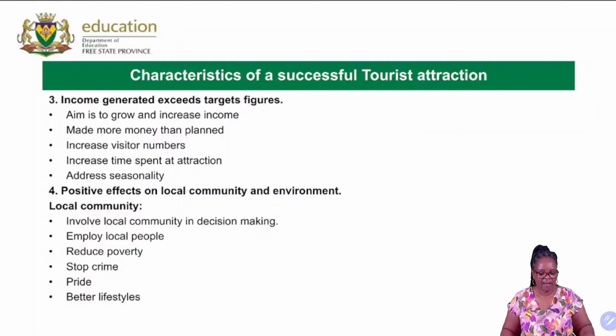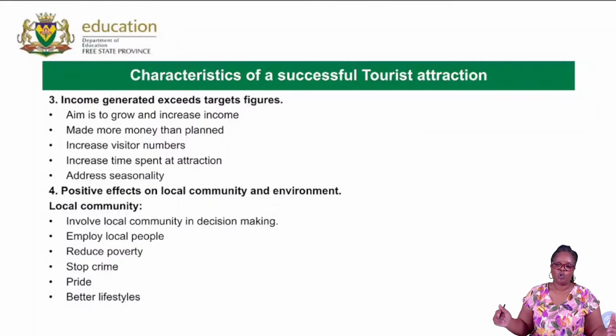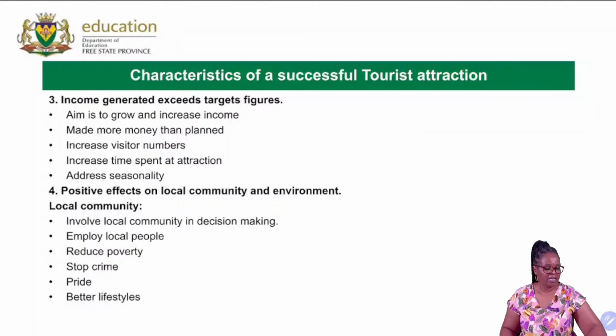So now let's look at the positive impact. The attraction must have a positive impact on the local community. They must involve the local community in decision making. Local community members must be involved in decision making. Then we'll say that this is a successful attraction. When it comes to job opportunities, the local people must be given first preference. They have to employ local people from the local community.